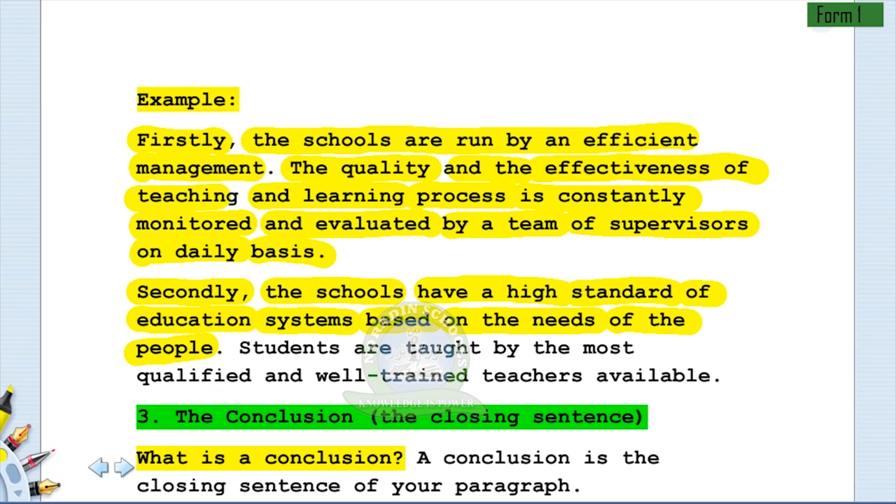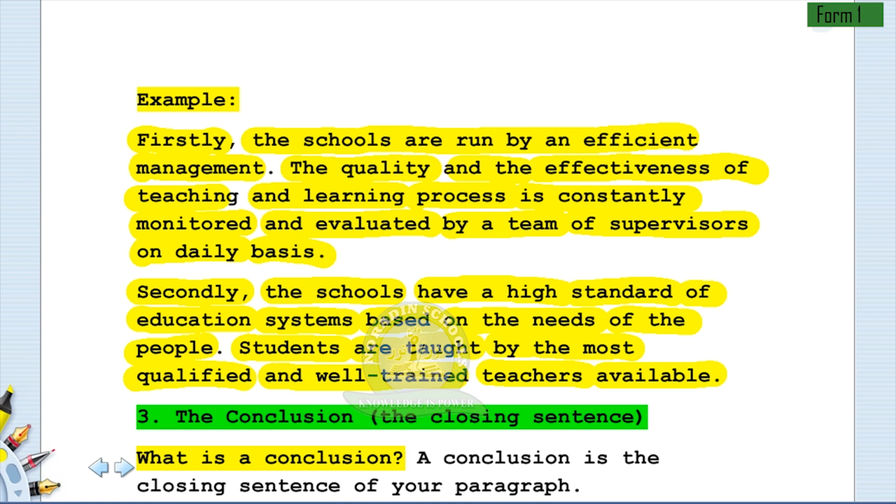This means the school curriculum was planned according to the needs of the local community. And usually when students come out of this school, they respond to the immediate needs of their community. Also, students are taught by the most qualified and well-trained teachers available in the country.